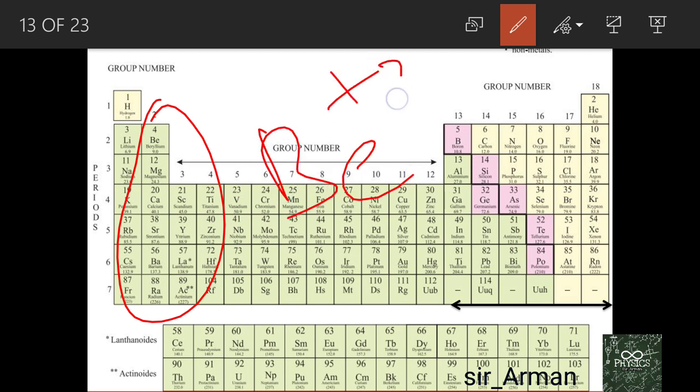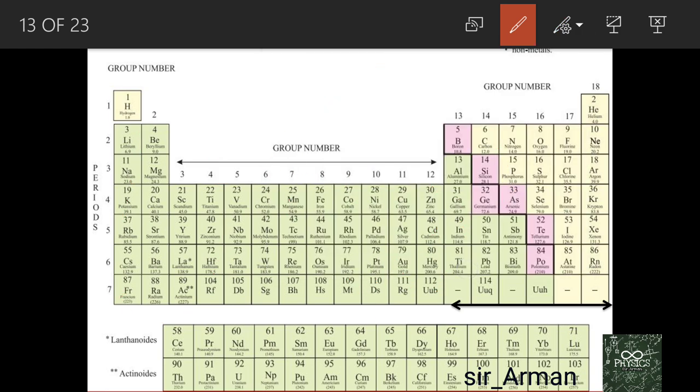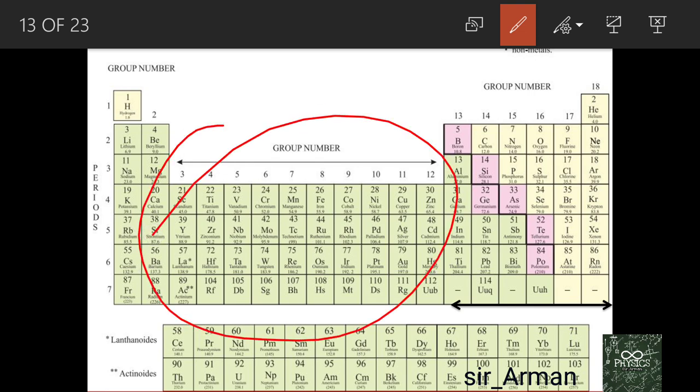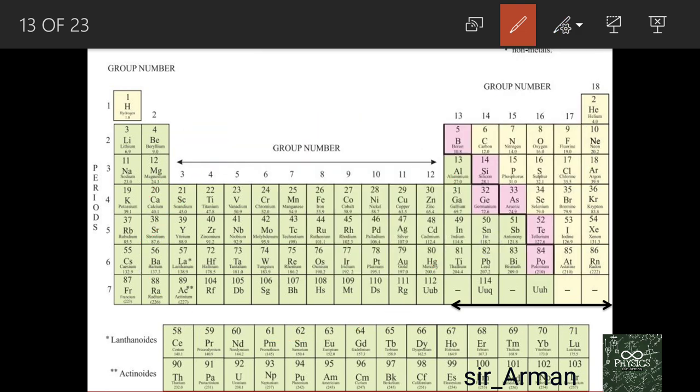That is, beryllium has +2 valency, magnesium has +2 valency, that is, all the elements belonging to group number 2 have only +2 valency, that is a single type of valency, right? But the elements belonging to groups 3 to 12 have variable, multiple valency.